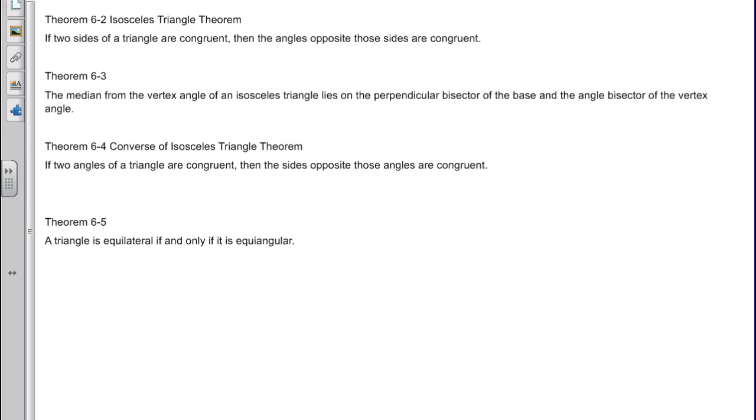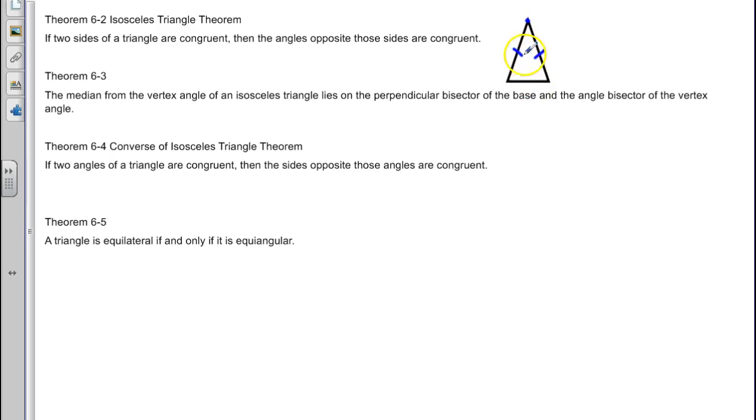So let's draw a little isosceles triangle. Remember, isosceles means that we have two sides that are congruent to each other. So here's an isosceles. Let me make this a little bit longer so it doesn't look as equilateral as it does right now. There we go. All right, so two sides of the triangle, those are the legs. This would be the base. This would be the vertex angle.